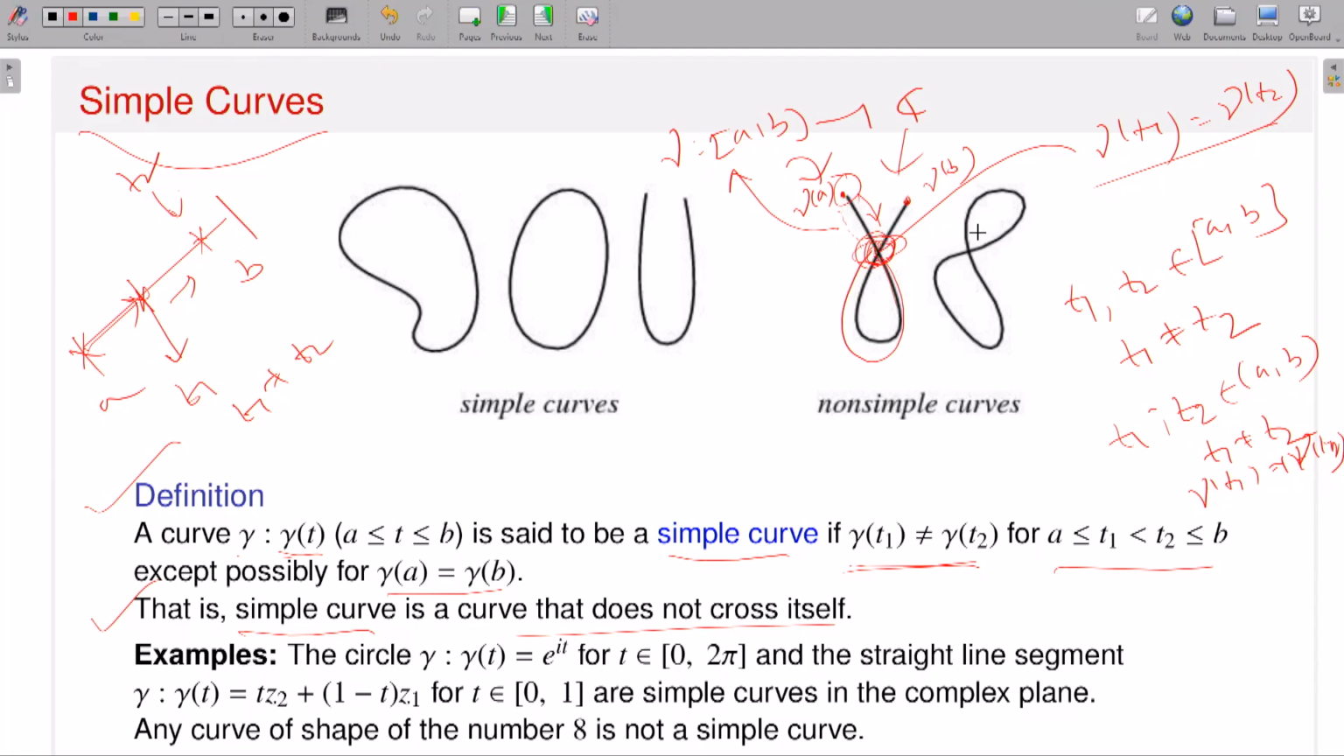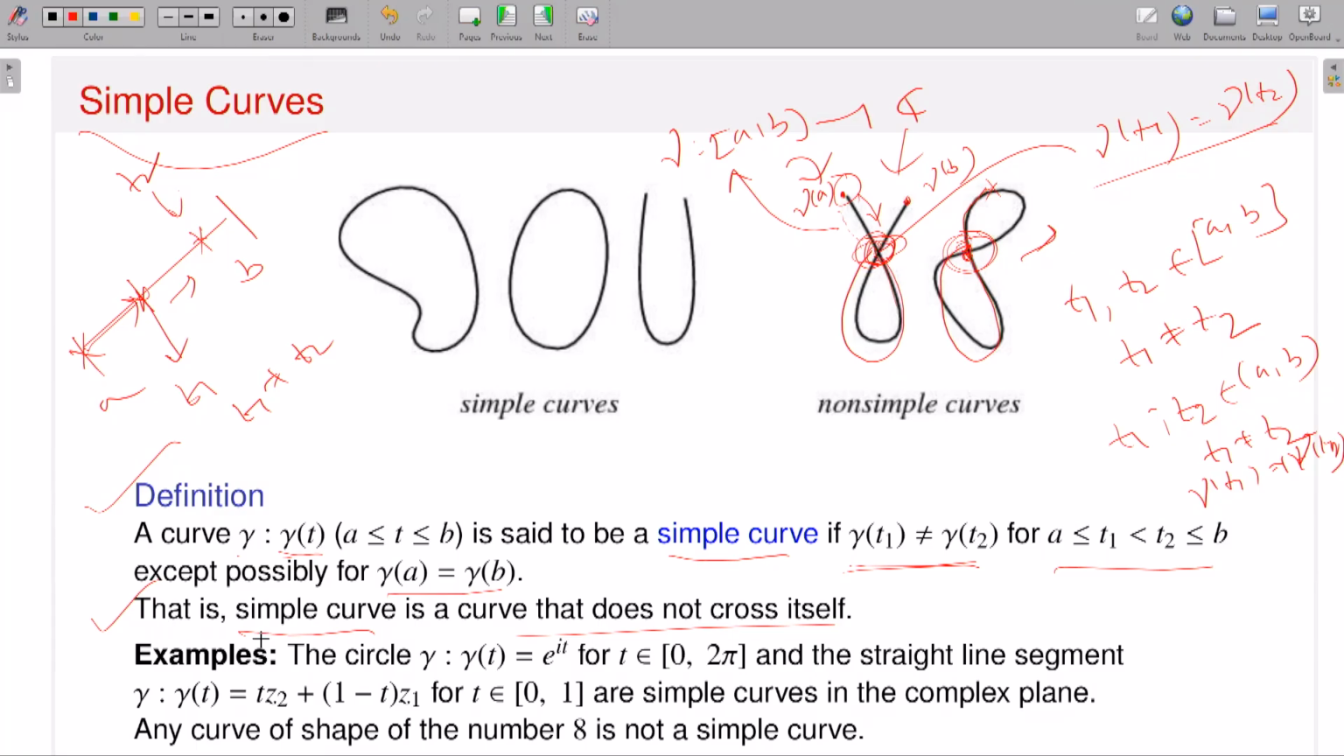Similarly, if there is a figure 8, it looks like this, so that means there is a cross, right? If I start from here, along the interval A to B, and move in this direction, one time I will reach this point, and if I go back, I'll reach it at another time. So I have two different T1, T2, but the corresponding value will be the same. So my function or curve is not injective.